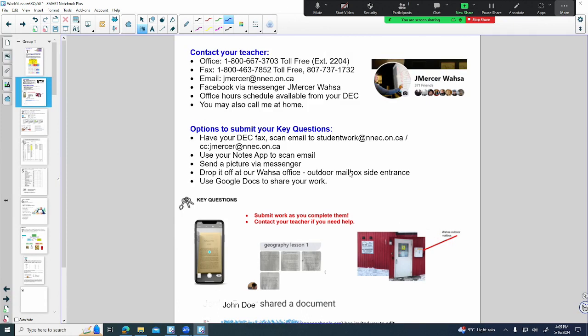Okay, most of you are familiar with how to contact your teacher. Remember, that's all on the first page or cover page of your lessons. It will give you the office number, the fax number. Depending on which course you're taking, it will give you your teacher's email, Facebook, office hours, and so on.